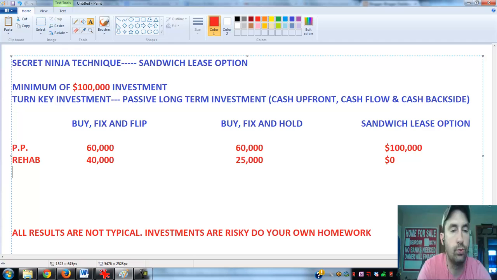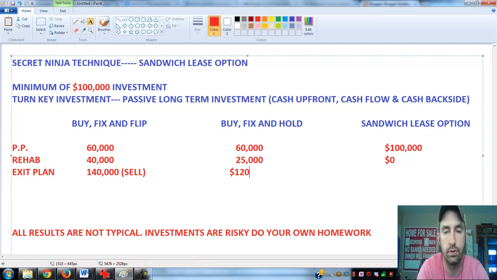And what we're going to be talking about here is the exit strategy. We are going to list this house probably in the 130s. How about if we give it the benefit of the doubt of asking 140 for it? This is going to be sell. And then over here, we are going to ideally rent this place for $1,200 per month.